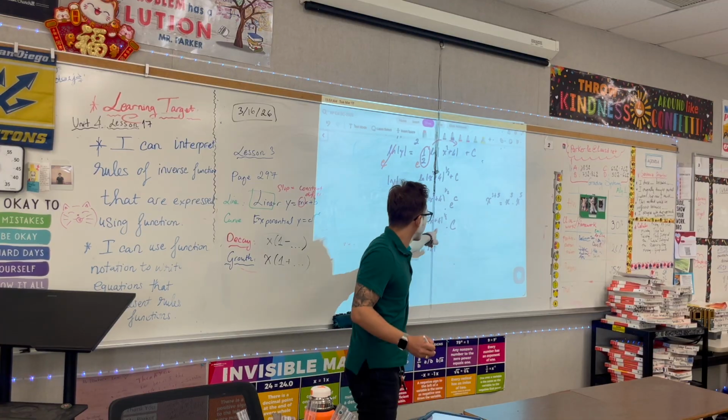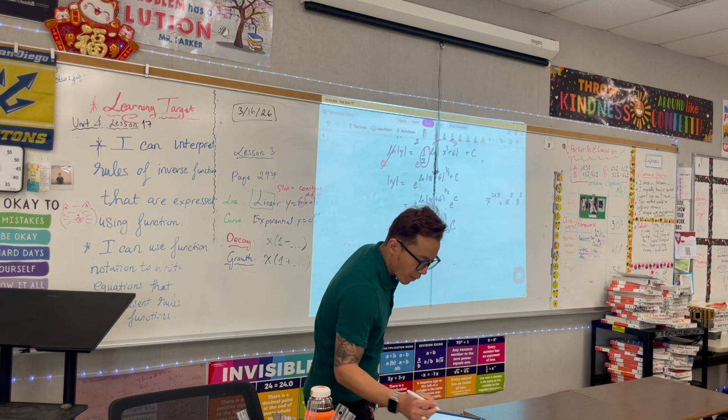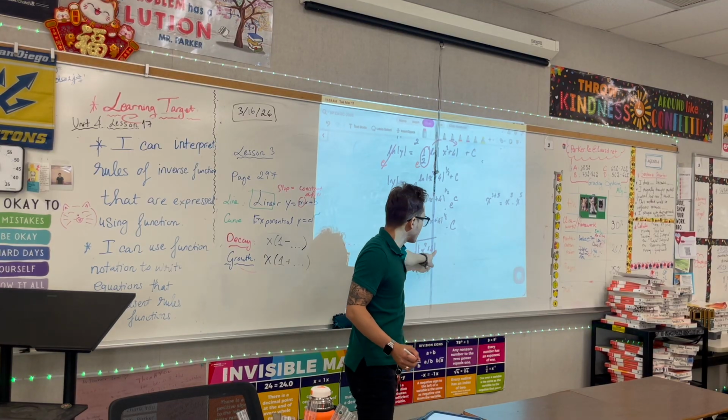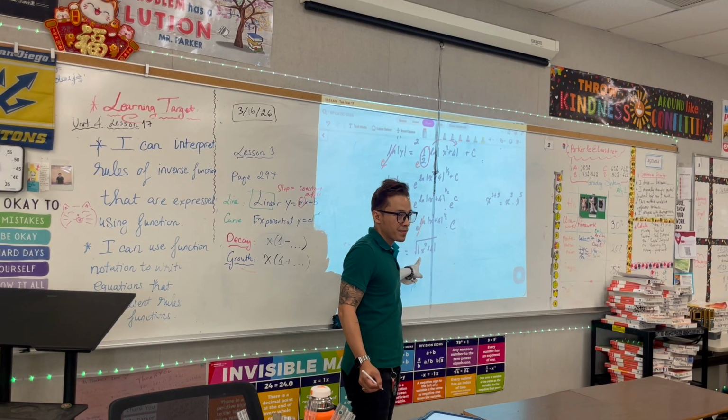What does 1/2 mean though? Square root. Well, we can actually take out the absolute value. You know why? Because you're going to have negative. Why can we take out the absolute value?